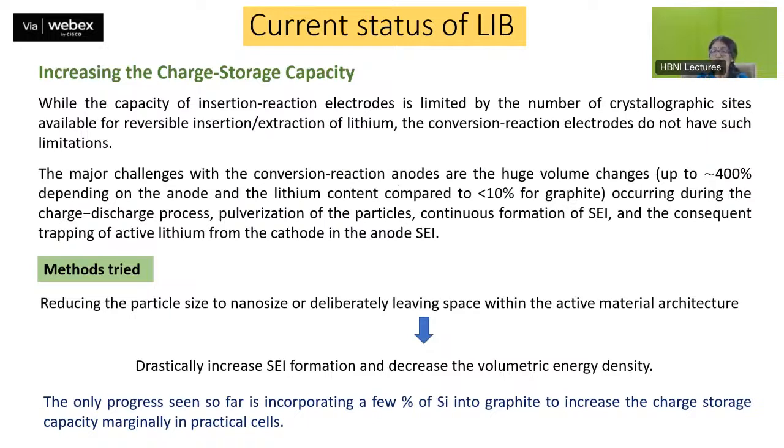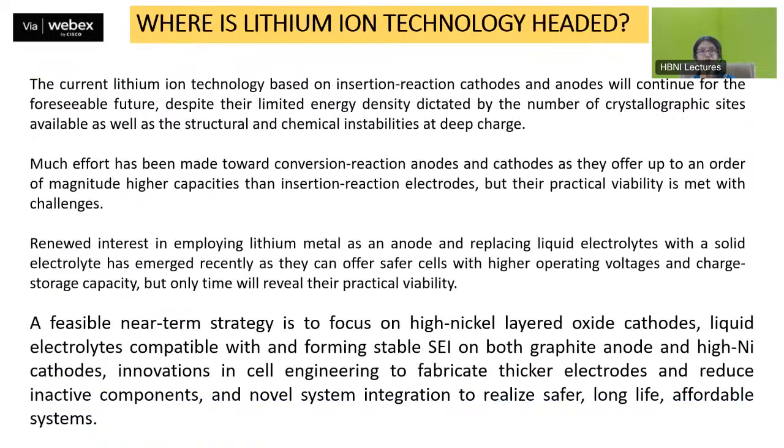But what is the downside of this? It will increase your SEI formation, because you are increasing the porosity of your material, and it is also going to decrease the volumetric energy density, which you don't want. So currently the only progress which has happened in the case of anodes is that you incorporate a small percentage of silicon into graphite to increase the charge storage capacity marginally in all these practically used commercial lithium ion cells. That is the change which has happened.